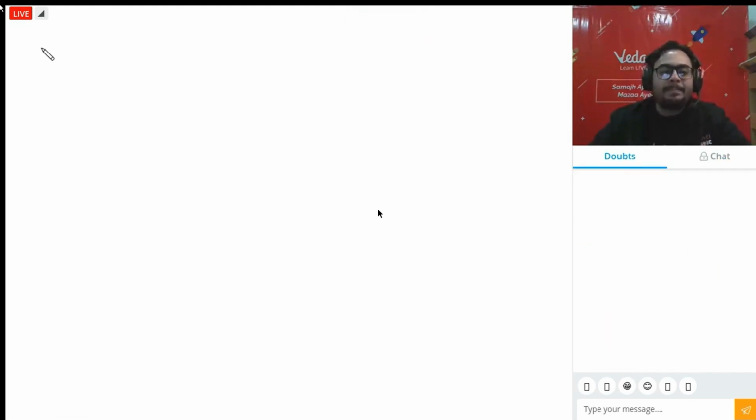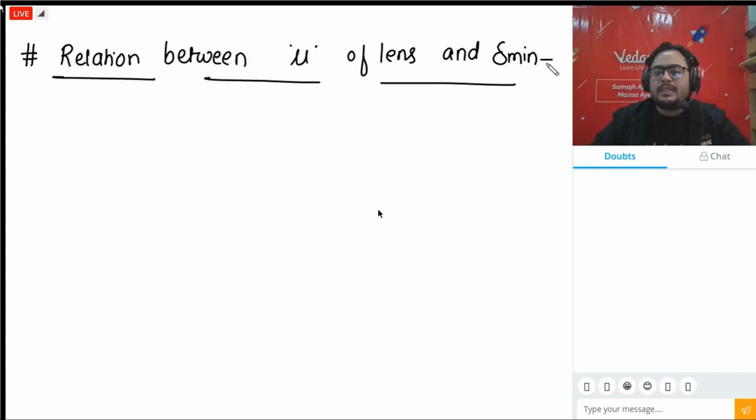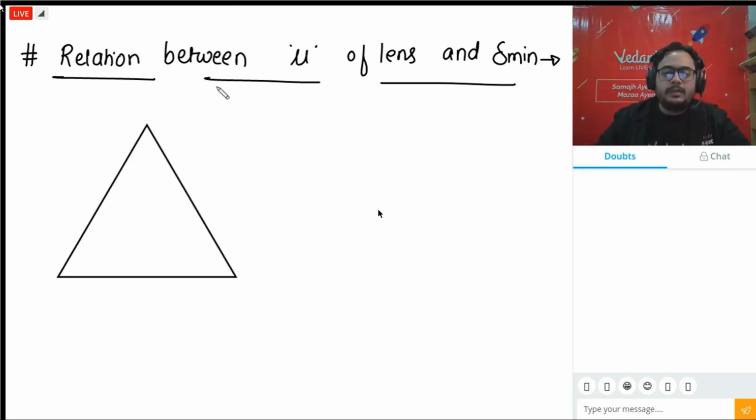Okay. So the final thing that you have to remember is a relation between mu of lens and delta minimum, which is minimum deviation. This relation is important because this can be used to find the refractive index of your prism.